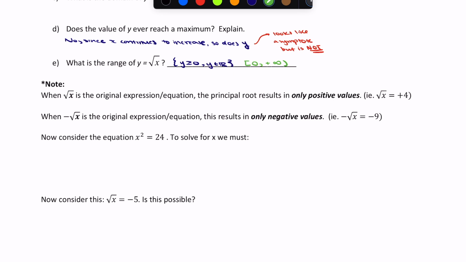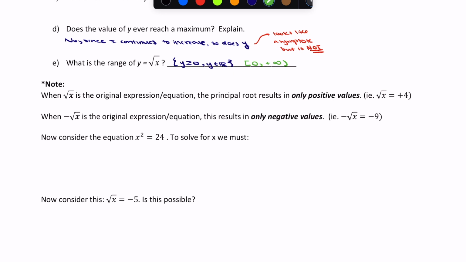Just a note here: when square root x is the original expression or equation, the principal root results in only positive values. So for example, if we're just looking at square root x, it's only going to be equal to positive 4. When negative square root x is the original expression or equation, this results in only negative values. So for example, you get negative square root x is equal to negative 9.